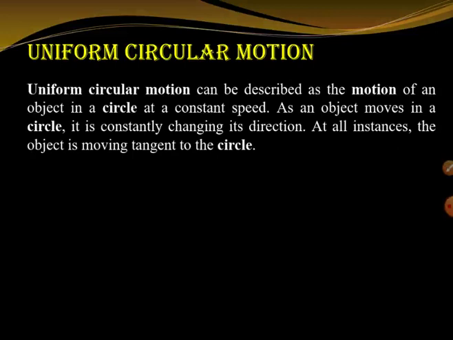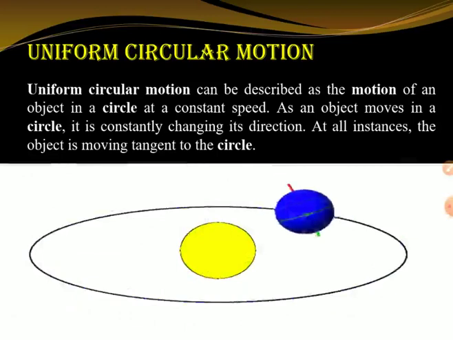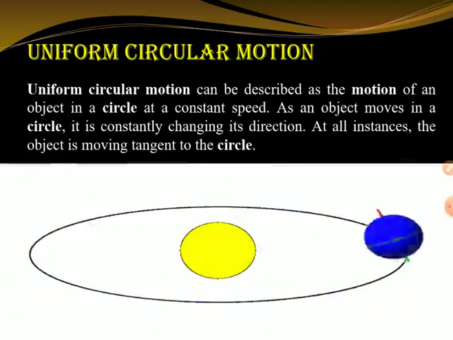So if velocity is changing, then the rate of change of velocity is what we call acceleration, is it not? So if velocity changes, there will be acceleration, and so uniform circular motion is an accelerated motion. Now, this is an example of uniform circular motion.